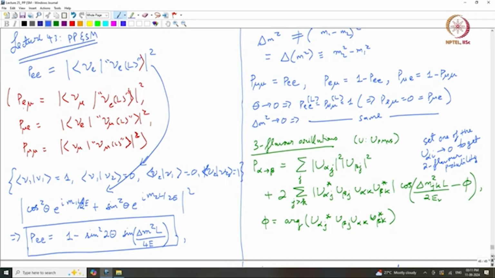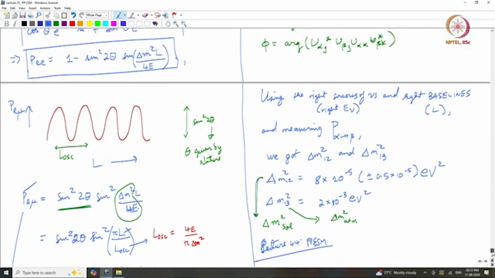Then I wrote down the expression for three flavor oscillations, because that is really the correct formula in the real world. The two flavor oscillation picture is a toy model for us to understand what is going on. In most cases it still works, you can still do away with the two flavor model, but to be very realistic you need a three flavor model, and I asked you to go derive it yourself. And you can check this formula against the two flavor formula by setting the appropriate PMNS elements to 0.